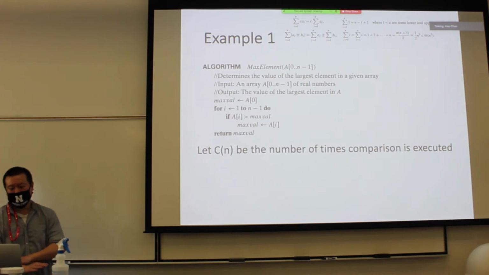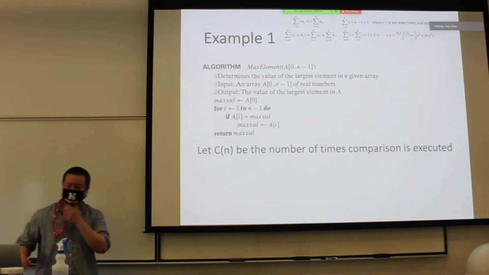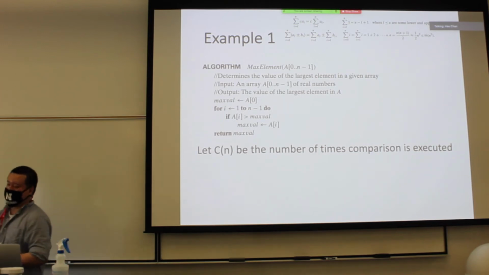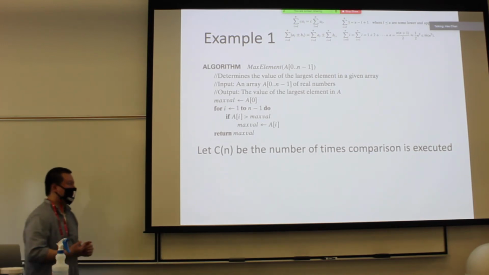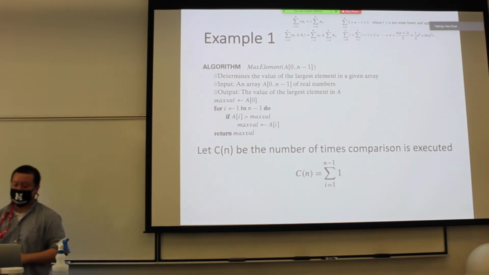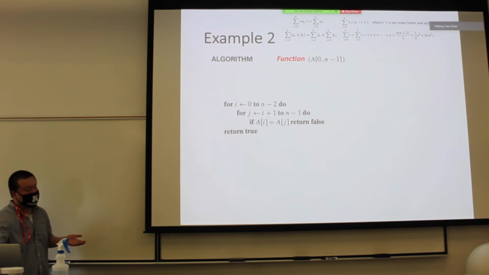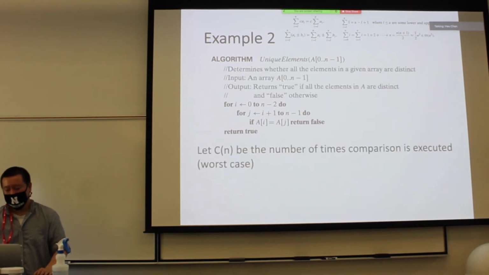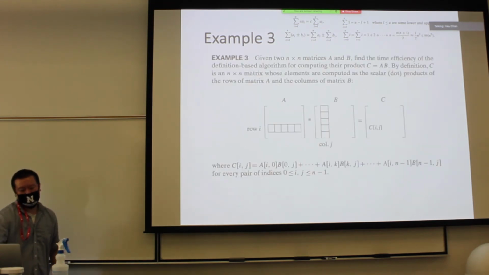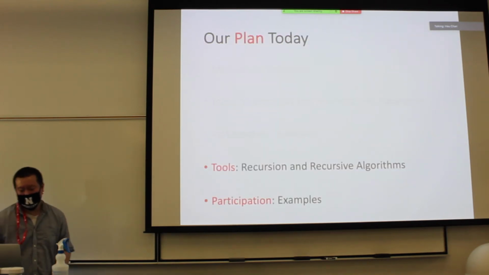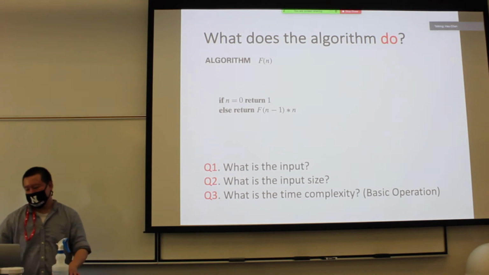Then we went over a couple of examples. We worked with some summations, and we discussed how we count the number of basic operations in some of these examples, and we ended up deriving the running time of some of these examples using summations. In recursion, we went over one example.